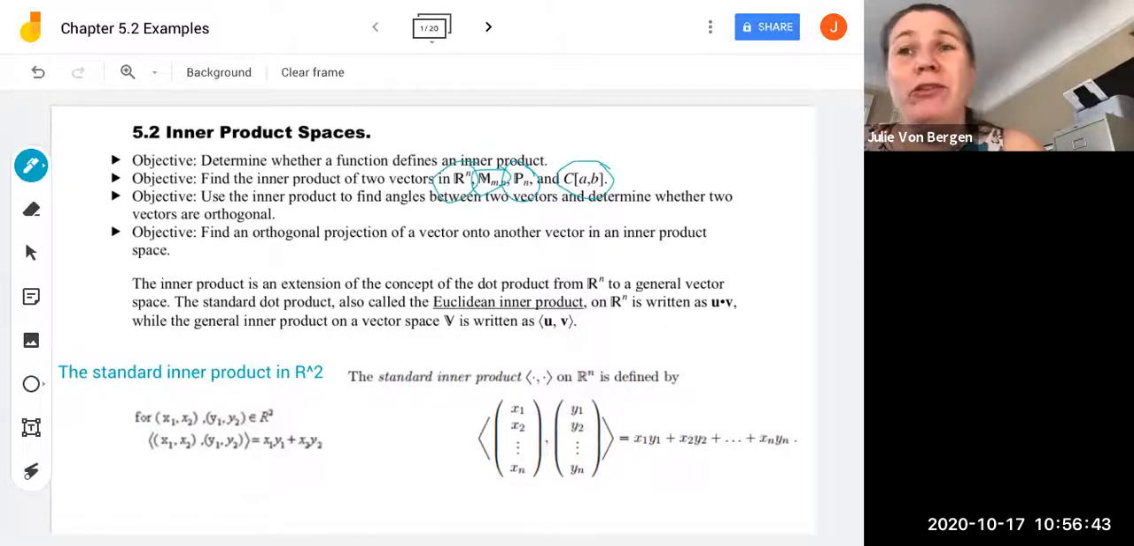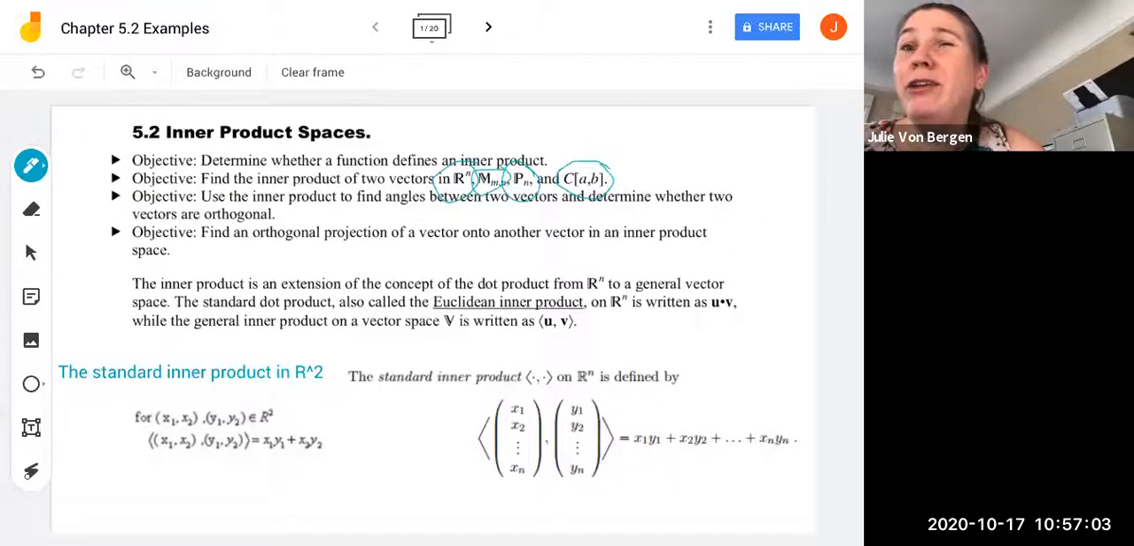We're going to use the inner product to find angles between 2 vectors and determine whether the vectors are orthogonal. Remember, the vectors will be orthogonal if the angle is 90 degrees, and so we'll find if the inner product is 0, then the angle will be 90 degrees or pi over 2, and then we'll have an orthogonal relationship.